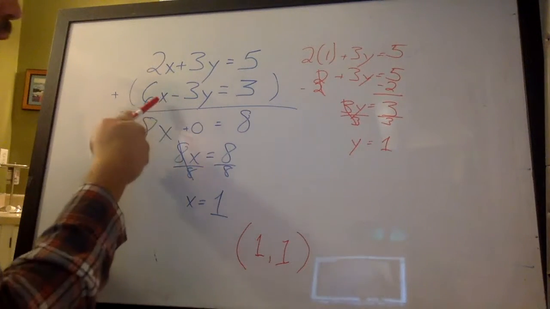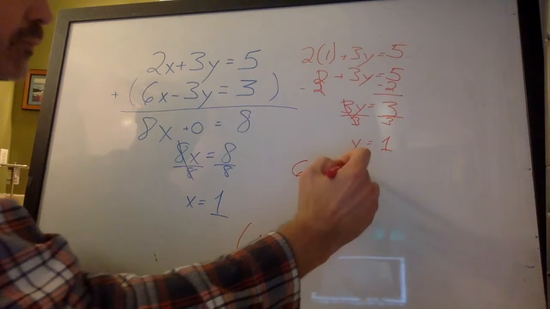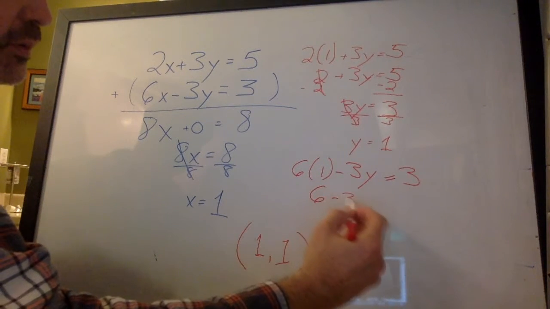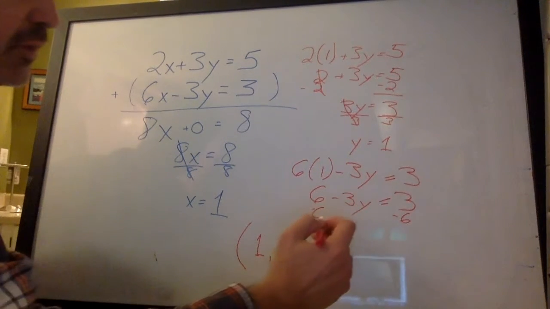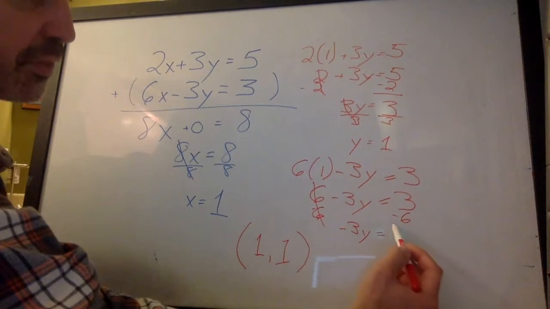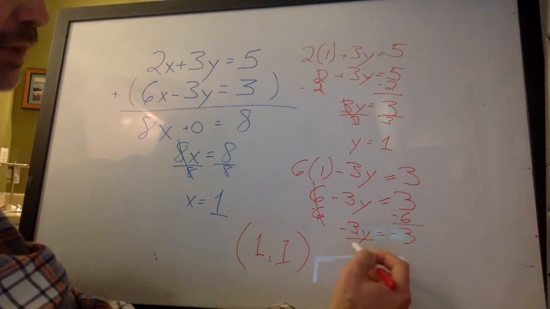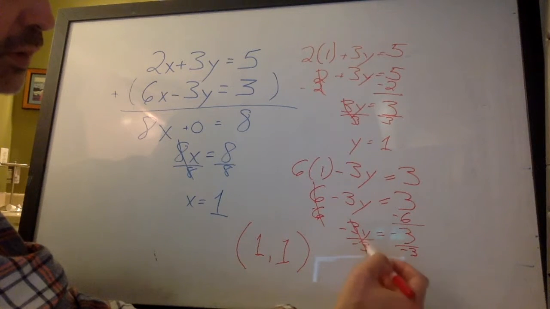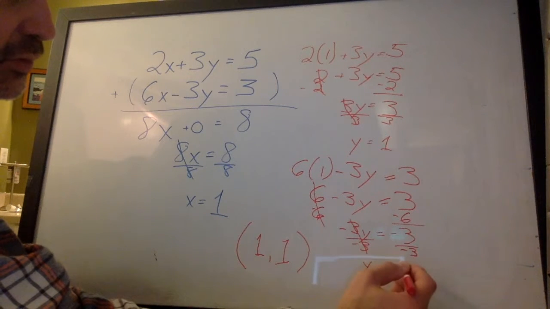So I'm going to plug in 1 back into this equation as well. 6 times 1 minus 3y equals 3. 6 times 1 is 6. Minus 3y equals 3. Subtract 6 from both sides. That cancels out. So negative 3y equals 3 minus 6 is negative 3. Now I can divide through by negative 3. And negative 3 over negative 3 is 1. So 1y equals negative 3 over negative 3 again is just 1.